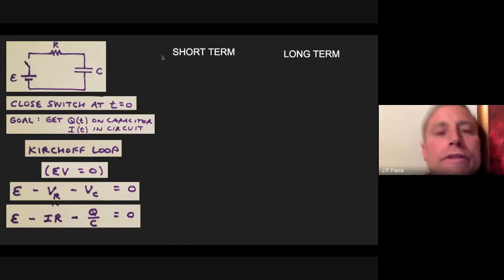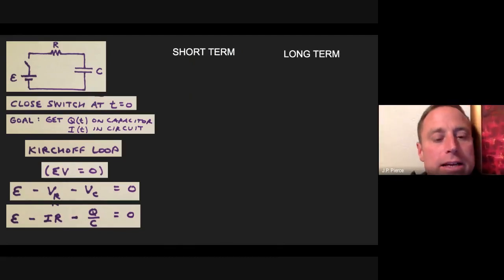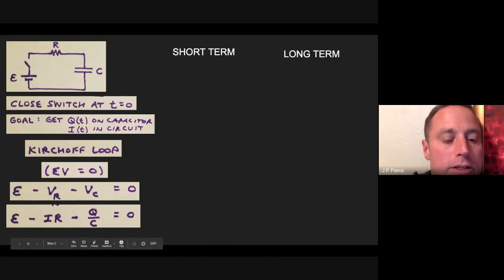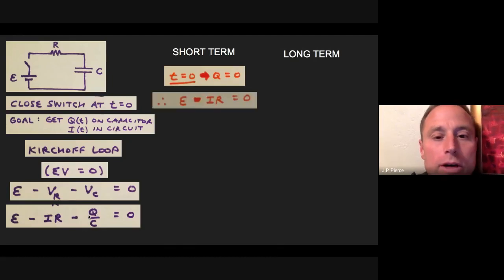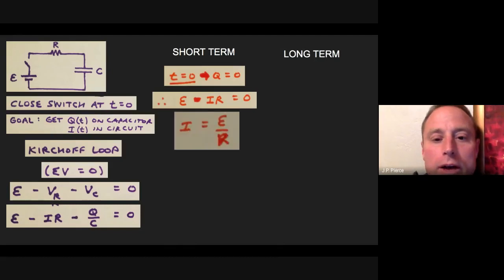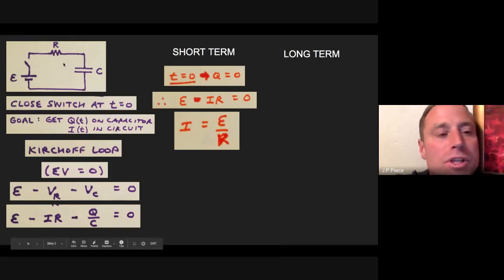Well, so what we can do before getting into the nitty-gritty with this is let's just use what we already know about the short term and the long term. In the very short term, we know that there's no charge on the capacitor. So this third term should go to zero. The Q is zero. And so what you have is battery voltage minus IR equals zero. And so what you can do is just solve straight away for the current in the short term. So the current just starts off at epsilon over R.